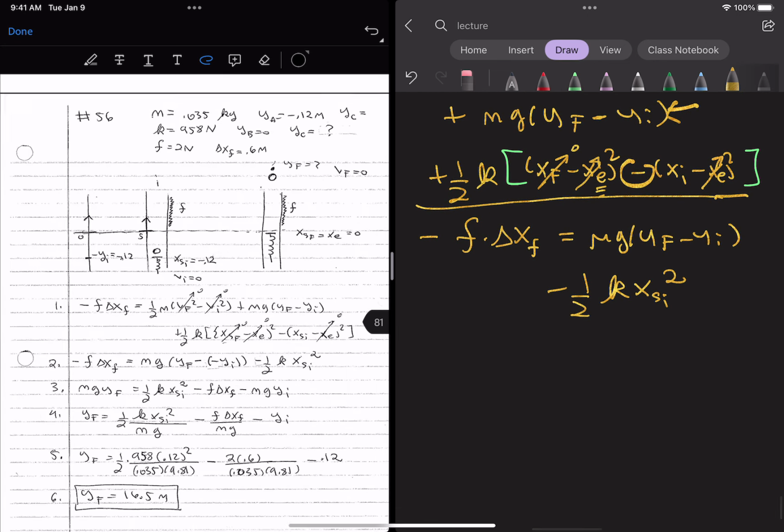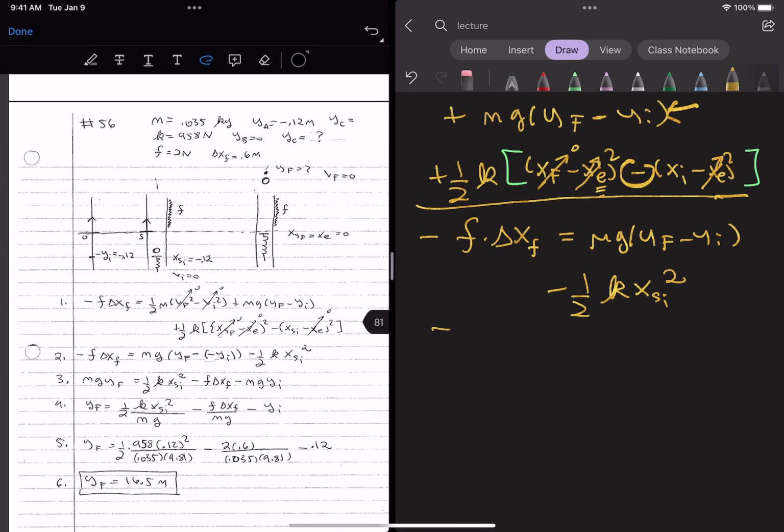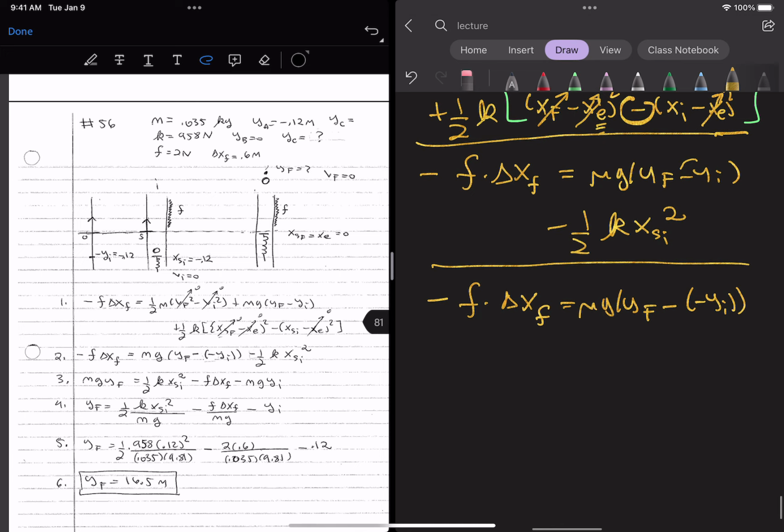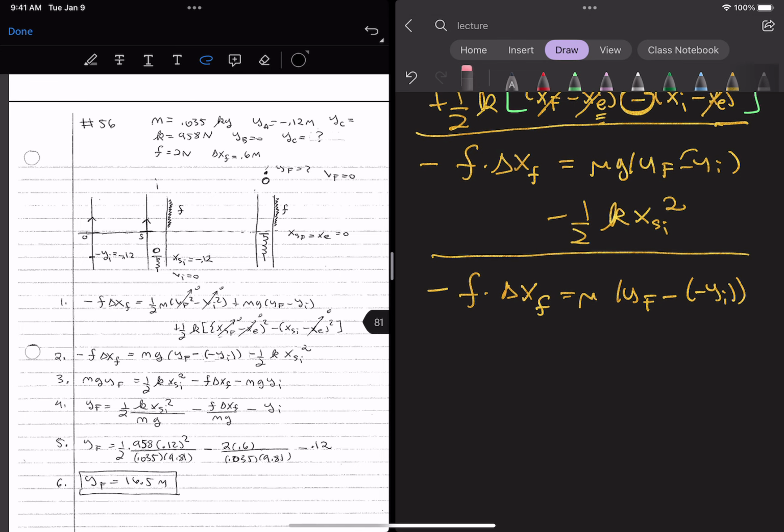So this equation is going to become minus friction multiplied by the distance that the friction acts equals, just write it out, mass gravity times the final position of the mass minus the negative height of the mass when it's initially below ground, and then also minus 1/2 k, where the initial position of the spring is the same as the initial height of the mass, squared.